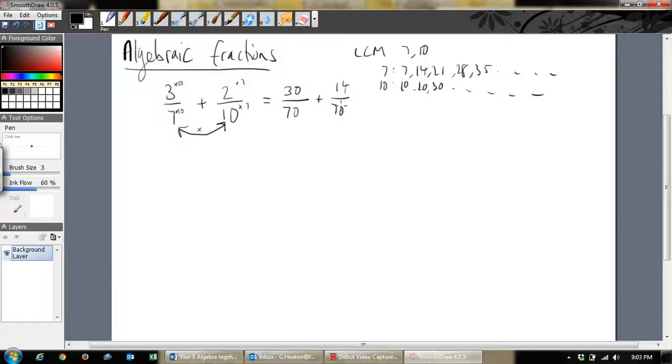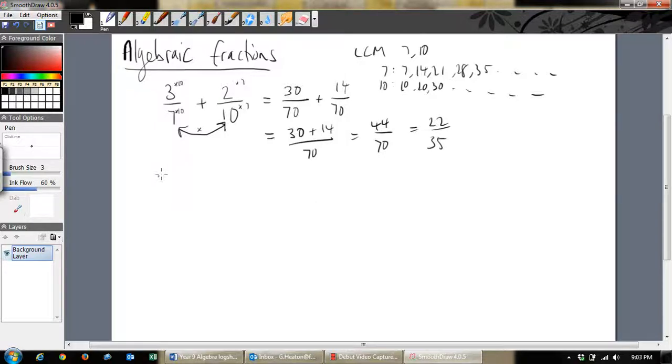So we get 30 over 70 plus 14 over 70. Once you've got the same denominator, you can just add those two together. 30 plus 14 is equal to 44 over 70, and that can be simplified to 22 over 35. So that's how we add fractions back in the numerical world.